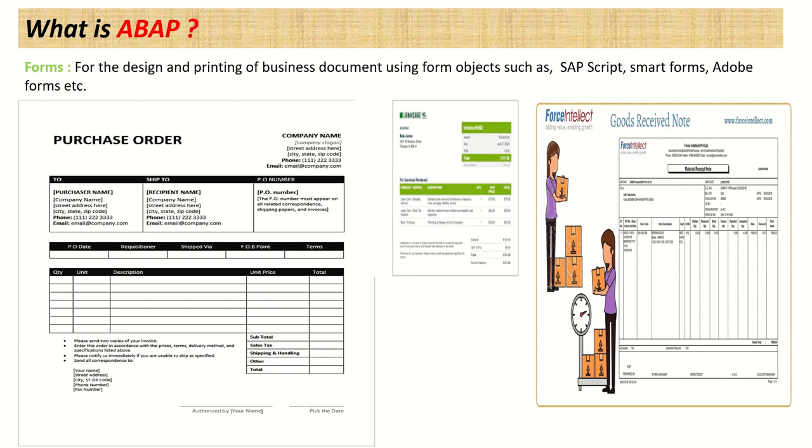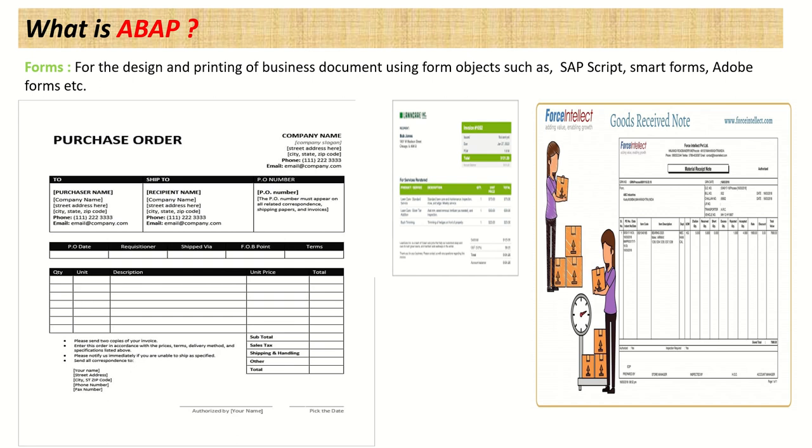So the next object in the RICEF is the forms. So what are the forms? See, every company uses different kinds of printouts. Like suppose you are giving a purchase order to a vendor. So you need a purchase order copy, right? Similarly for the invoice, suppose you are purchasing anything from Amazon, Flipkart, etc. So we get an invoice copy.